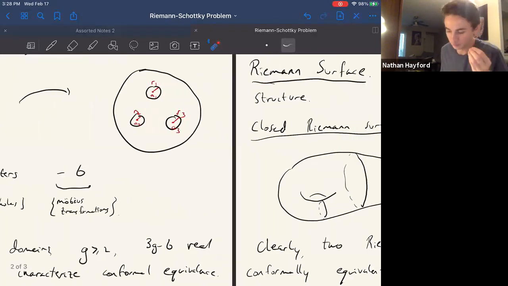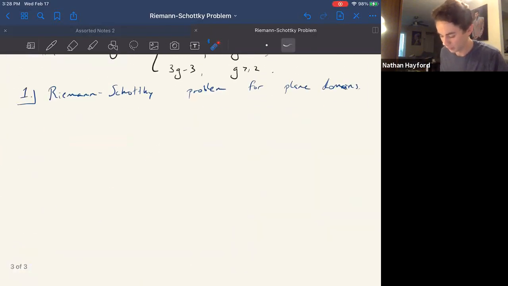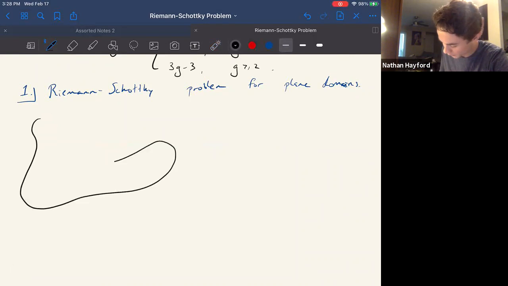So it's essentially, for our purpose, going to be another description of this moduli space in terms of some number of parameters. And these parameters are going to be called periods of this Riemann surface. So some characterizers of Riemann surfaces of genus g. Or I'm sorry, plane domains. We're talking about plane domains first. So here is a plane domain.